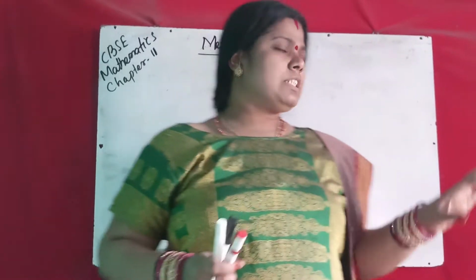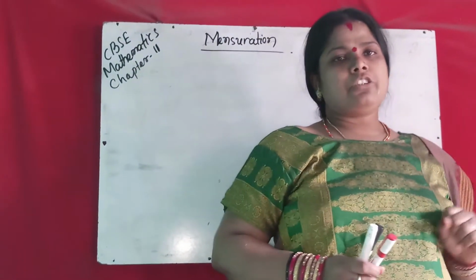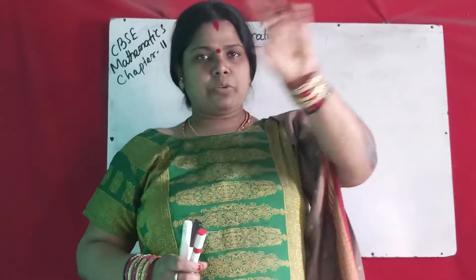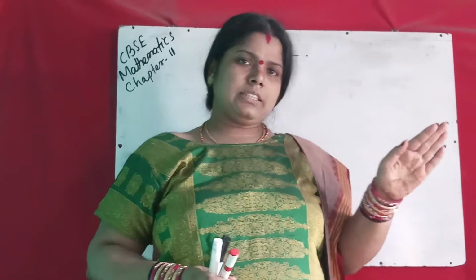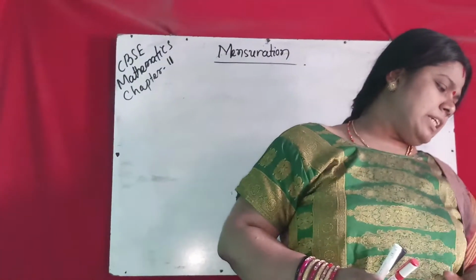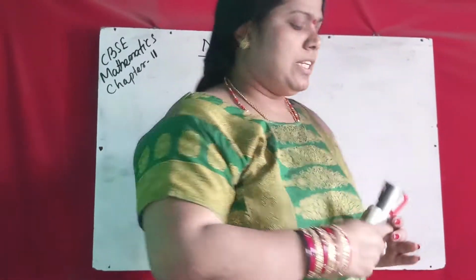Again, also in this chapter we read about the area and perimeter. So perimeter is, you know, the boundary of a closed figure. Area means the space covered, the region inside a closed figure is called area.